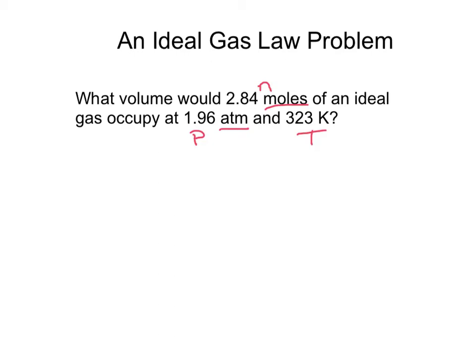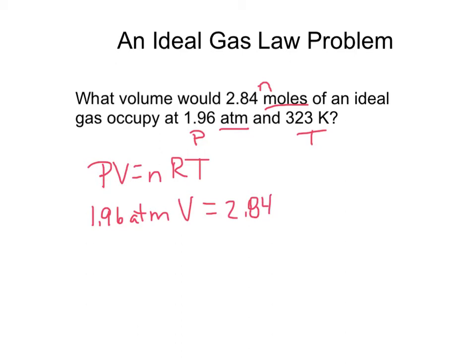Now what I have to do is use my ideal gas law, PV equals nRT. In this case, we're solving for the volume, so we could change it around to get V all by itself, but I'd rather just plug in the numbers and get it all taken care of here. My pressure is 1.96 atm. My volume is what I'm solving for. My number of moles is 2.84 moles, and it doesn't even say what gas it is. It's just 2.84 moles of that ideal gas.